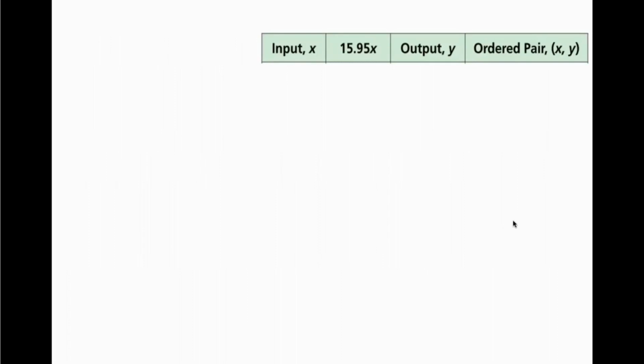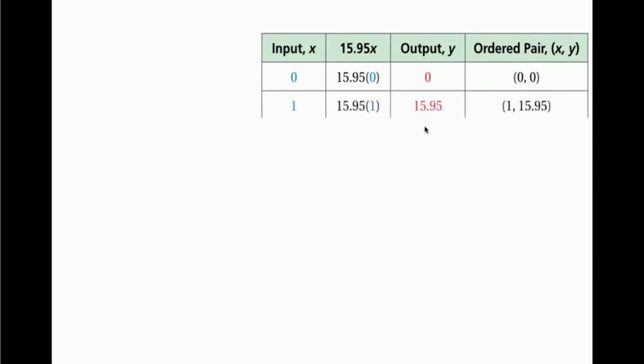So again, to graph, I'm going to use an input-output table. Again, our domains are our inputs or x values. So we're given the input value of 0, and our function is just y equals 15.95x. So 15.95 times 0 would just be 0. And your ordered pair would just be your x and y values, which in this case is 0, 0. If you were to plug in 1, you would get 1, 15.95.